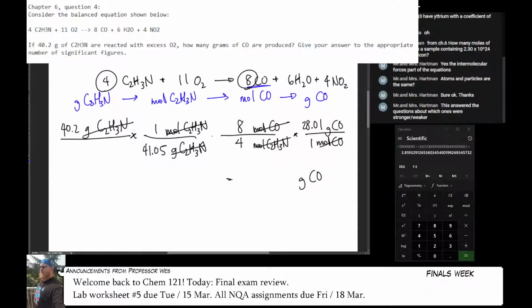Let's punch in all the numbers. 40.2, 8, 28.01, divided by parentheses, 41.05 times 4. And you get 54.86, which will round to 3 sig figs. There you go.